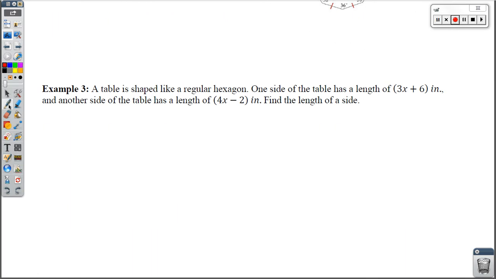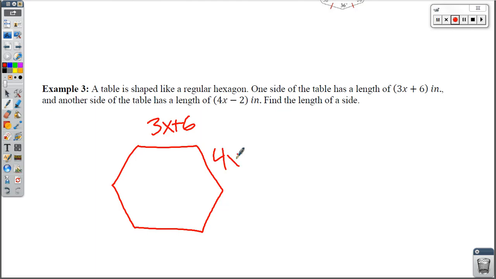And the last example. A table is shaped like a regular hexagon. Let's draw a picture. Of course, my picture is not perfectly regular, but we'll just pretend. It says one side of the table has a length of 3x plus 6. And another side of the table has a length of 4x minus 2. Find the length of a side.